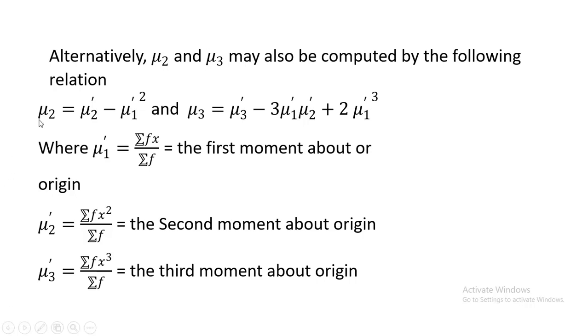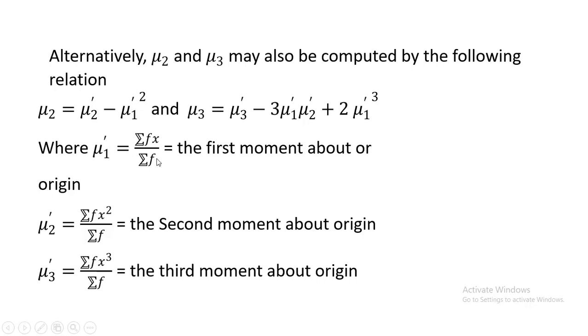These relations are mu2 equals mu2 prime minus mu1 prime square, and the relation for mu3 is mu3 prime minus 3 times mu1 prime mu2 prime plus 2 times mu1 prime cube. Now mu prime indicates the moment about origin. We were first talking about moment about mean. Now mu1 prime and the mu prime values indicate the moments about origin, and are computed as follows.